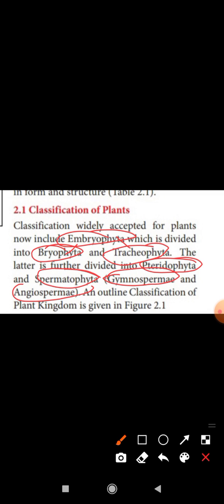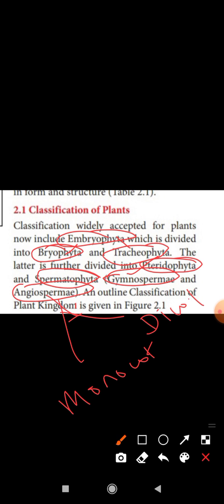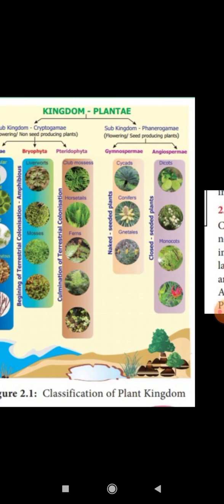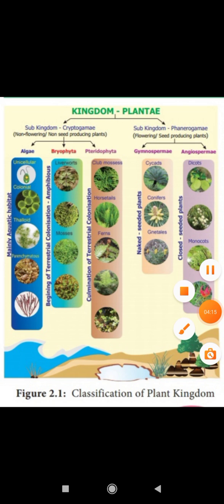What is a gymnosperm? It is an open-seeded plant. An angiosperm is called a closed-seeded plant. Finally, the angiosperm is further divided into monocot and dicot. These are all the classification of plants from the start to here. See, another example is given for you.